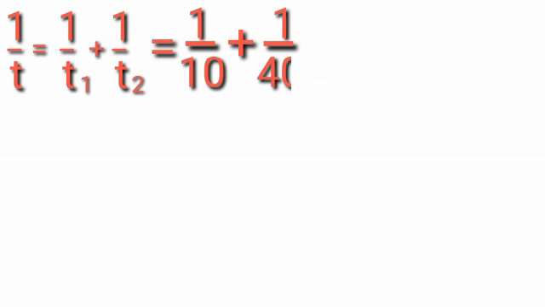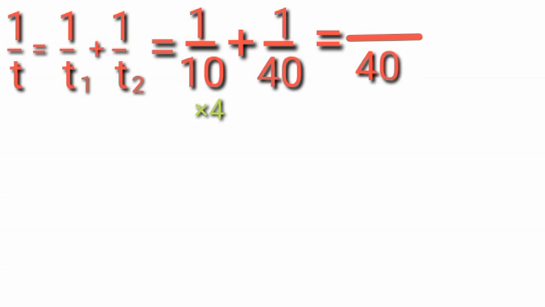1 upon T is equal to 1 upon T1 plus 1 upon T2. Take the value of T1 and T2, 1 upon 10 plus 1 upon 40. Now, LCM of 10 and 40 is 40. 10 times 4 is equal to 40 and 40 multiplied by 1 is 40.